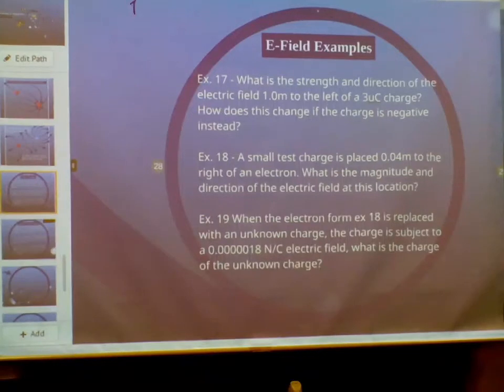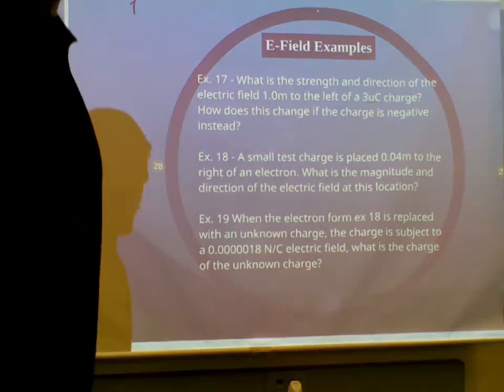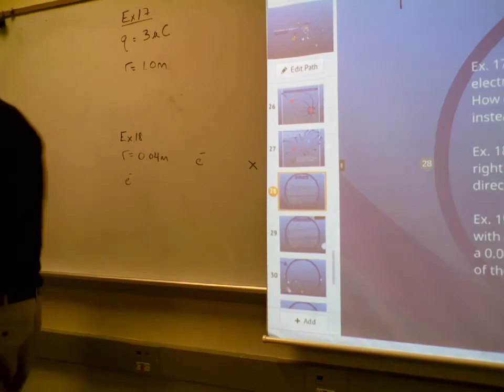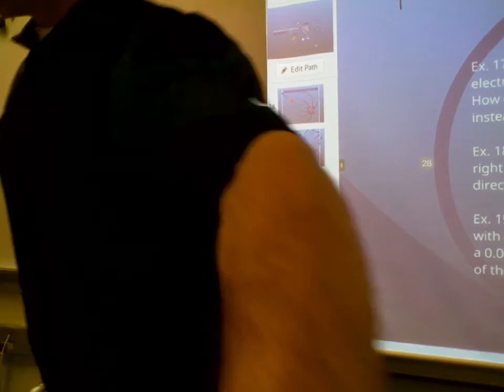Example 17. What is the strength and direction of the electric field 1.0 meters to the left of a 3 microcoulomb charge? How does this change if the charge is negative instead? All right, so example 17. I've written down the pertinent information.